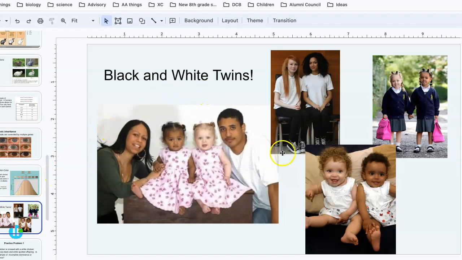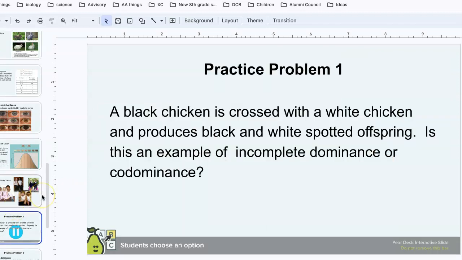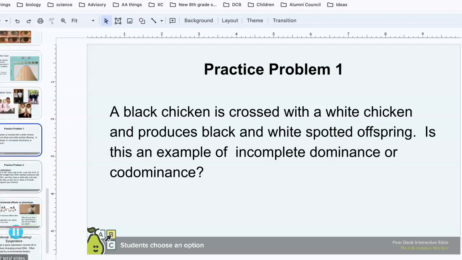Here are different combinations from parents where you can have offspring that look very different from each other, but they came from the same parents because of the way the combinations of the genes showed up. If you had a black chicken crossed with a white chicken and it produces black and white spotted offspring, what is this? Incomplete dominance or codominance? I want you to consider. As I said, I can put this together as a pair deck for you to go through, but think about it. Since you have one of each of them, that is codominance.